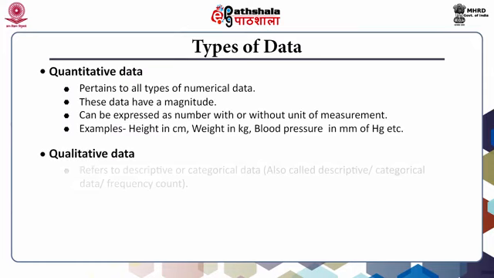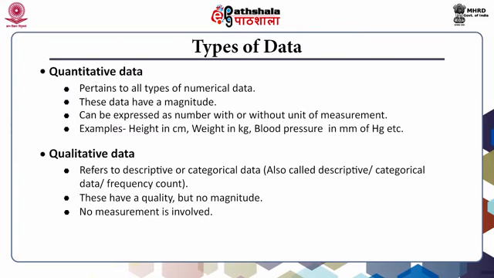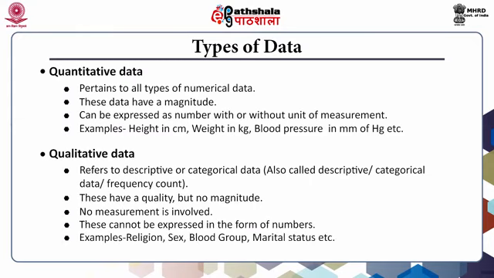Qualitative data refers to descriptive or categorical data, also called frequency count. These have a quality but no magnitude. No measure is involved. These cannot be expressed in the form of numbers. For example, religion, blood group, marital status, etc.